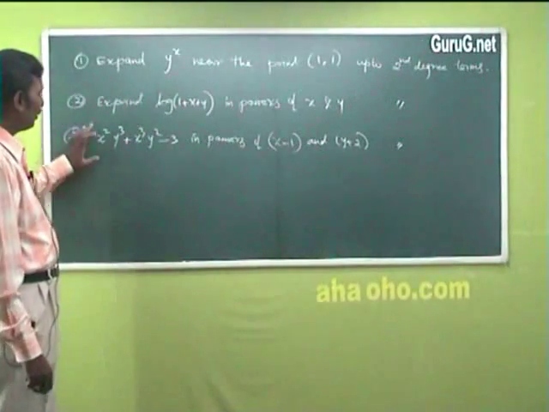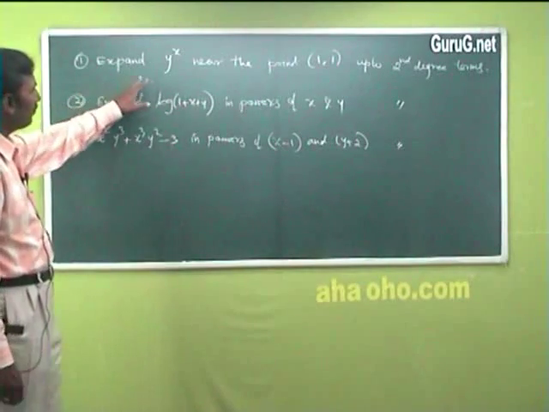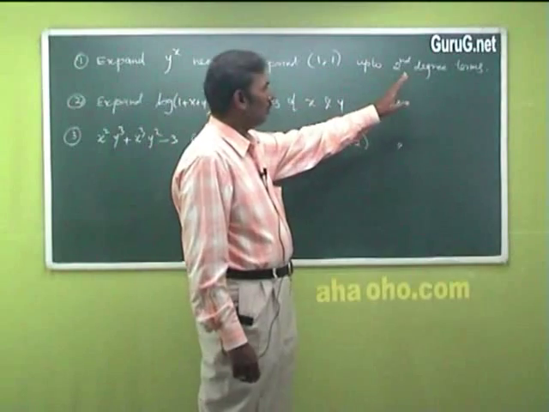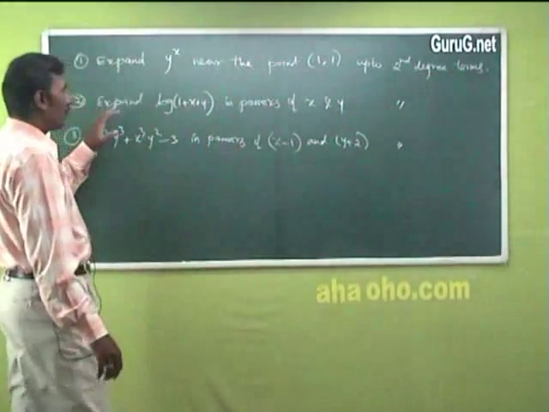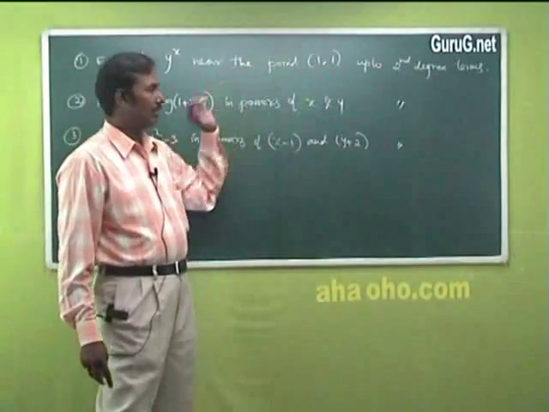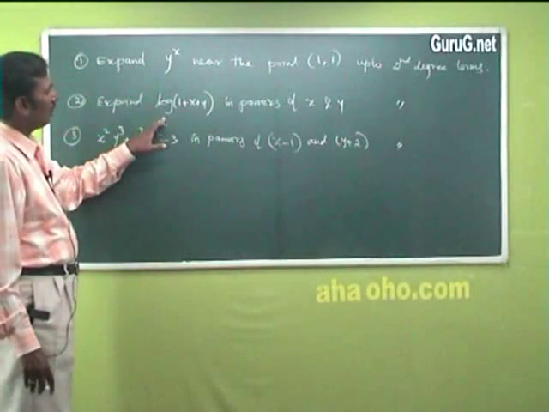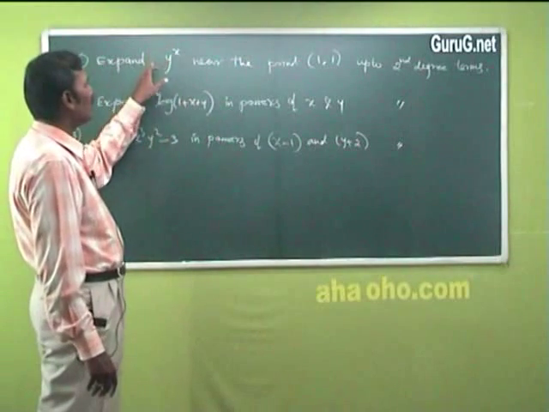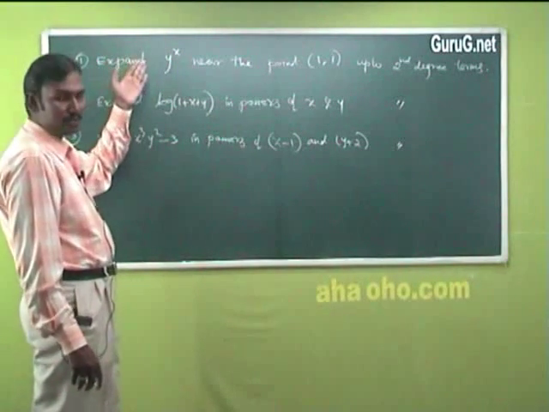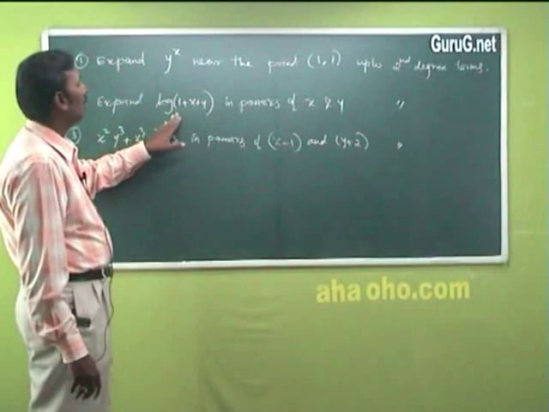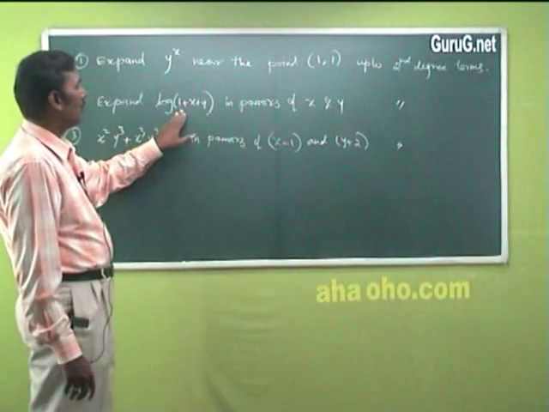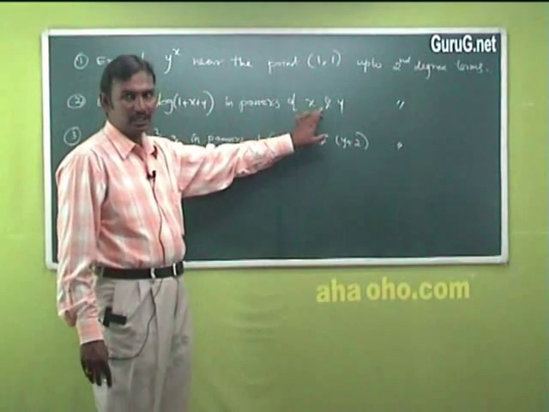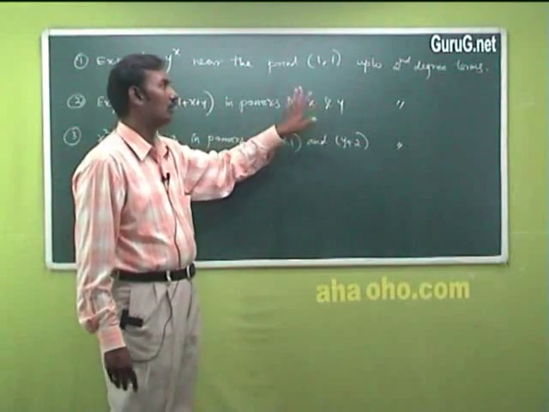Try these problems. Expand y power x near the point (1, 1) up to second degree terms. Here the point is given as (1, 1), right? Next, expand log of 1 plus x plus y. These are all functions of two independent variables, so they always come under Taylor series, right? Here, log of 1 plus x plus y in powers of x and y, so the point is (0, 0). In powers of x and y means (0, 0).